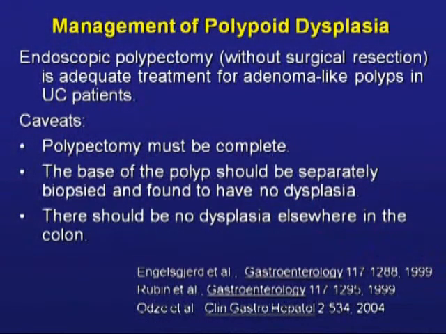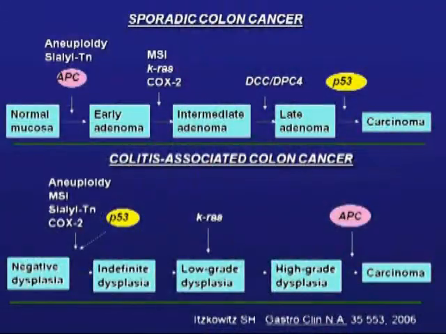So this summarizes what I've said. You can keep people in surveillance as long as the polypectomy is complete, the base of the biopsy is biopsied, and there's no dysplasia anywhere else in the colon. And there's been some nice follow-up studies from Rob Odze's group and Peter Rubin and Dan Present's group at Mount Sinai. So we like to think of things going in a normal, natural progression. Of course, with sporadic adenomas, we know the Vogelgram. With IBD, we'd like to think that you go from no dysplasia, just colitis, to indefinite, to low grade, to high grade, to carcinoma. And it's a nice model, and we like to use it. It's not absolute, as you know. You can go from low grade to cancer.